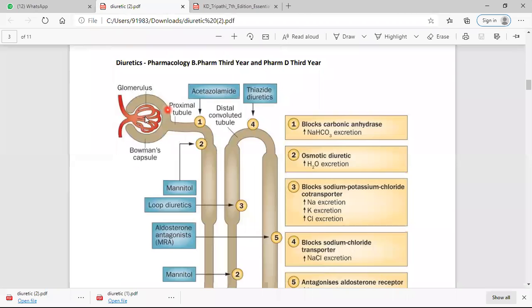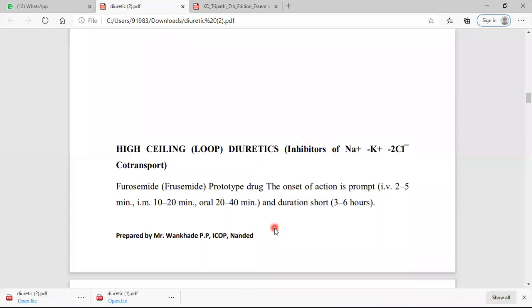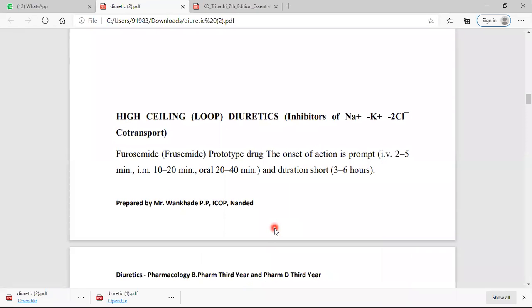Again, this is the diagram of the nephron. This is the glomerulus, the Bowman's capsule, the PCT, the loop of Henle, the distal convoluted tubule, and the collecting duct. Now we will see the first, the high ceiling diuretic, also called the loop diuretic, which is the inhibitor of the sodium potassium chloride co-transport system.